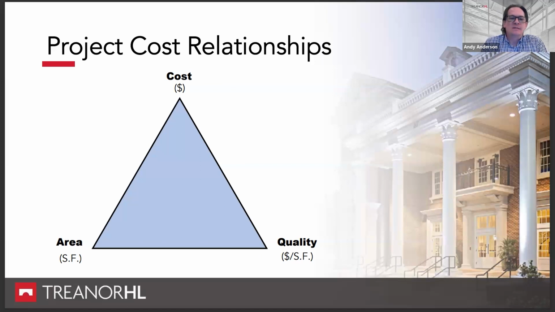And so the point of this is you can pick two, but the other one's going to have to float. So you're going to have to learn how to balance all three to make sure that it's a successful project. So for instance, if you have a maximum budget, so I can only afford to spend $5 million on this renovation, and we've got to add 5,000 square feet because we need that larger chapter room, or we need those bedrooms or whatever, then ultimately the quality number is going to have to reflect that.